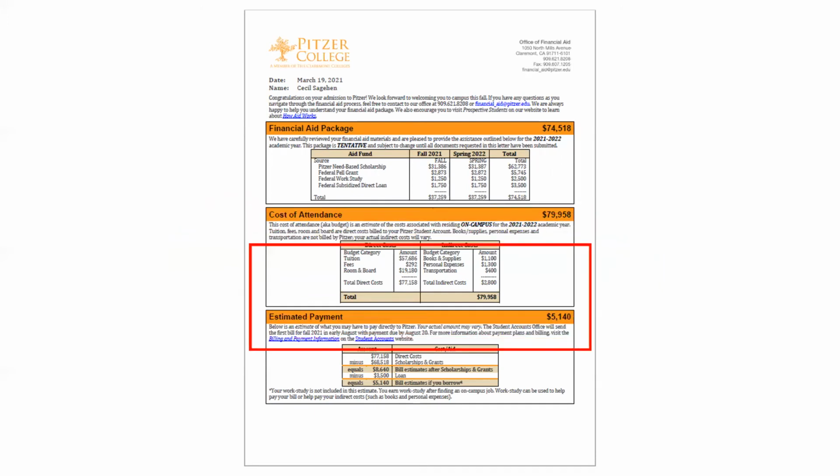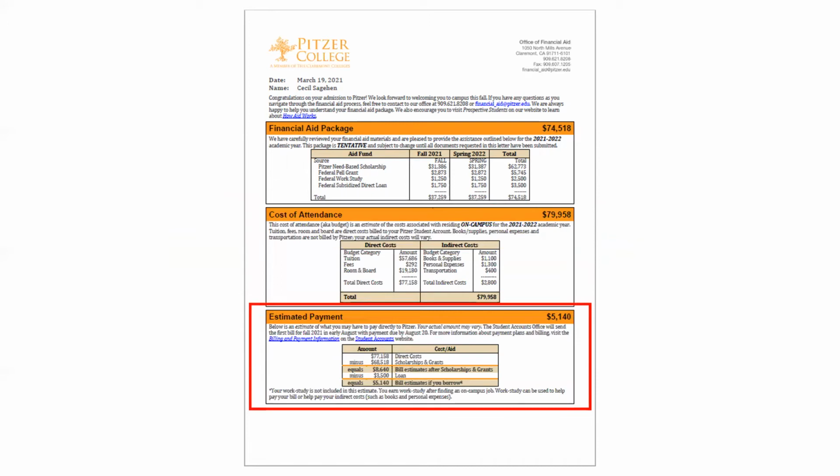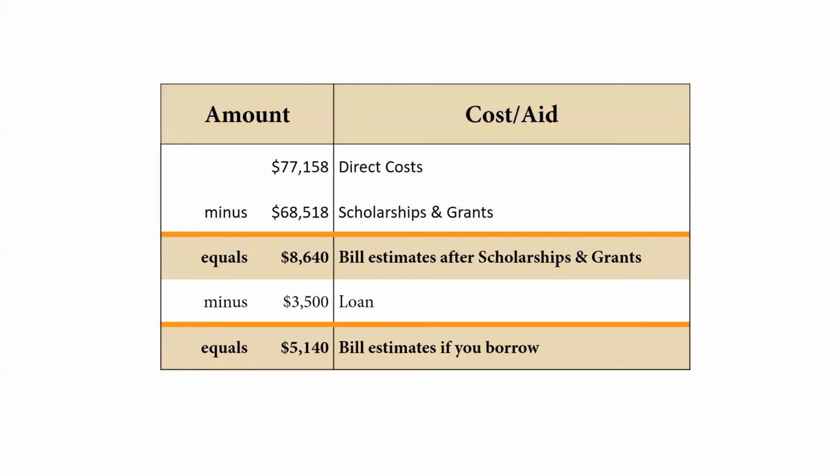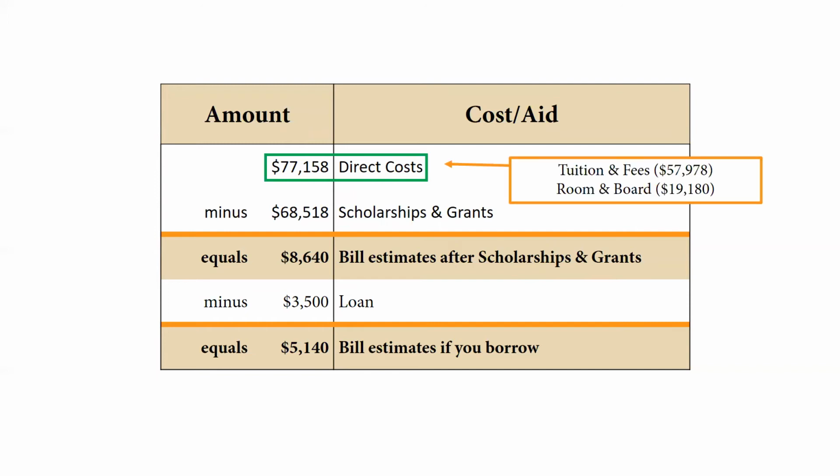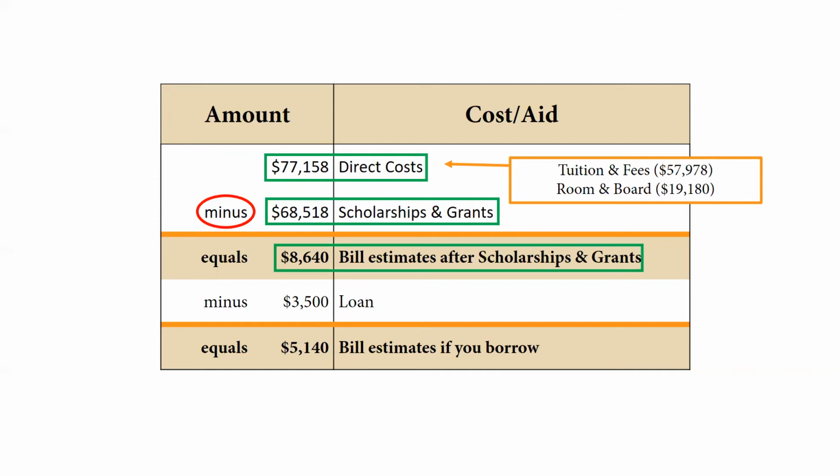Let's move into the next section of the letter, which is called estimated payment, or how much you can expect to pay towards your Pitzer education. This section is going to look a lot like the equation we just talked about at the very beginning, but we switch it up just a little. Now we have direct costs minus grants and scholarships received equals your bill. In this example, that little bit of math gives us $8,640.